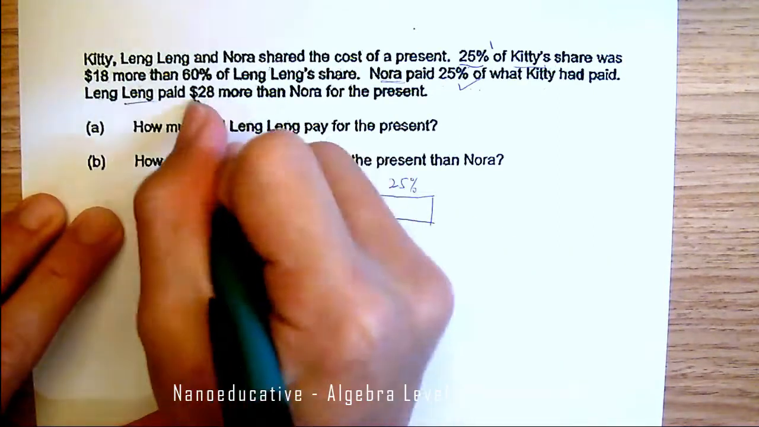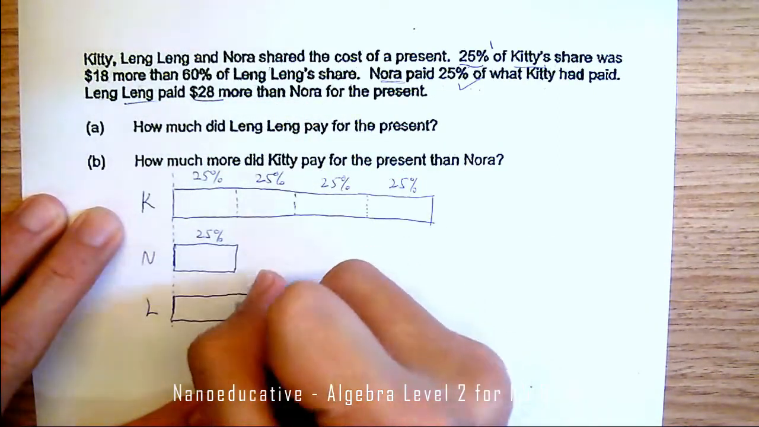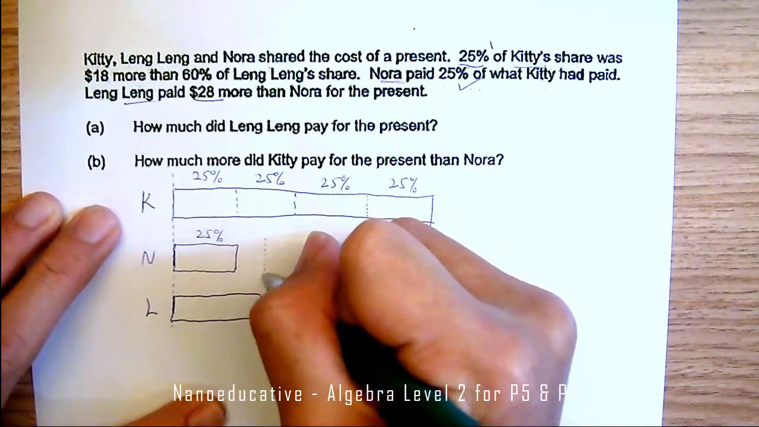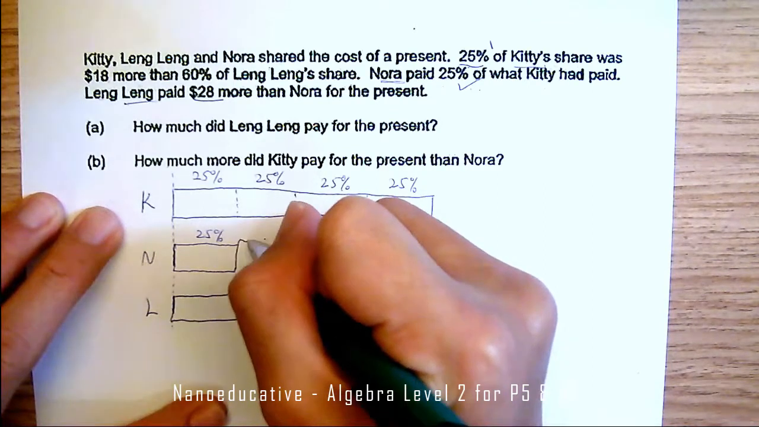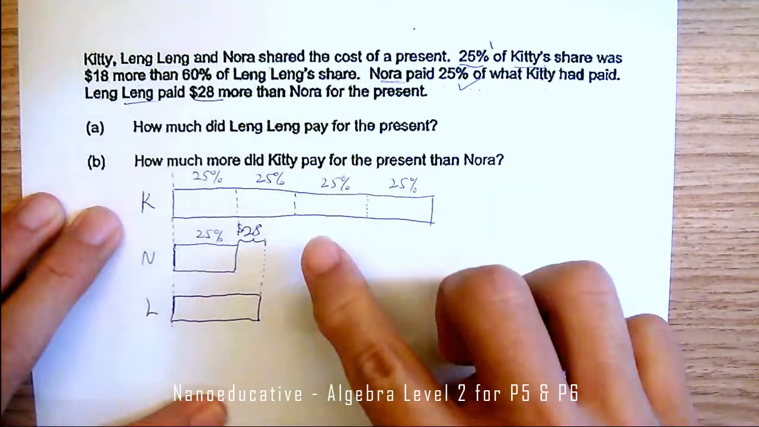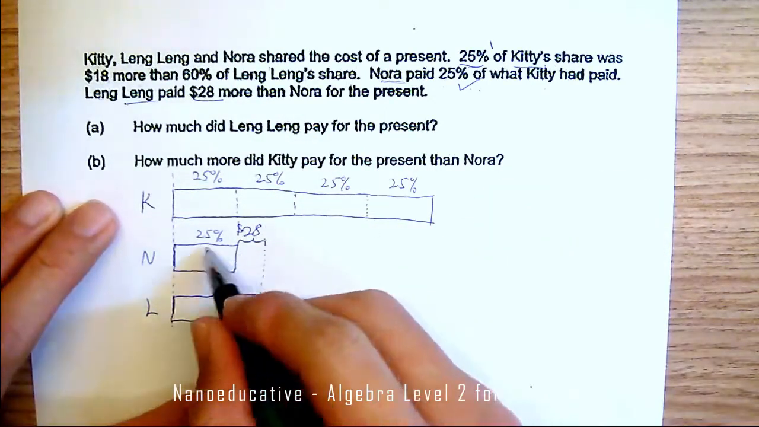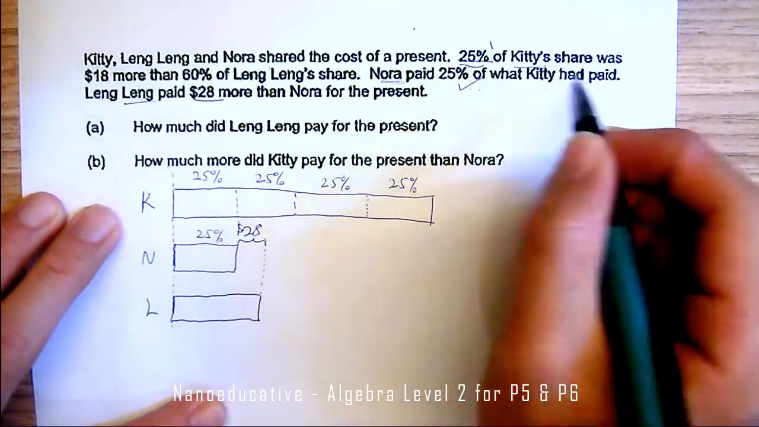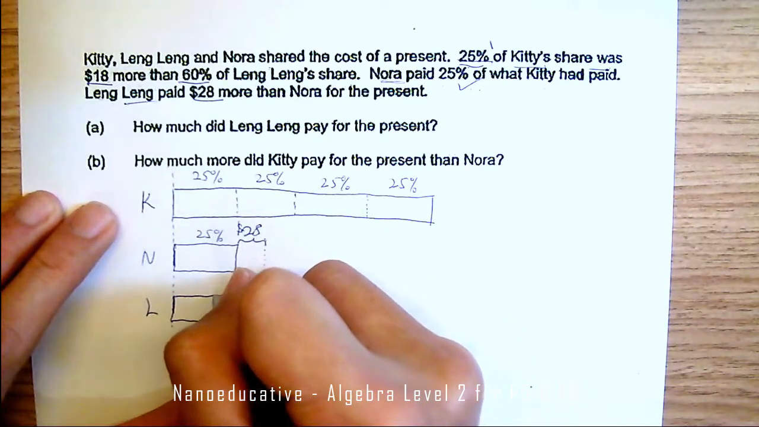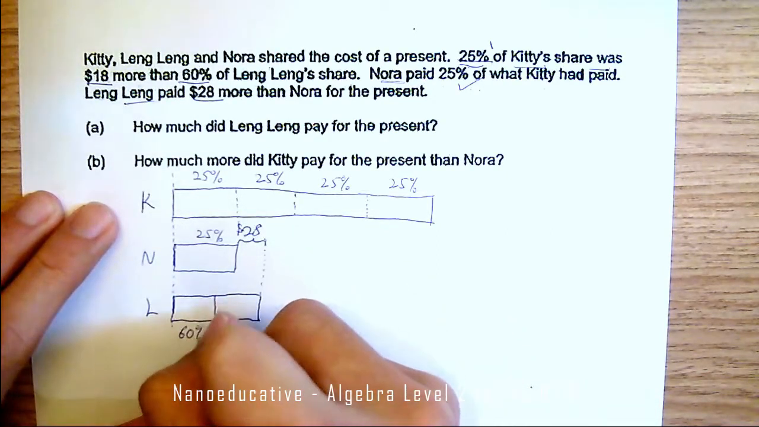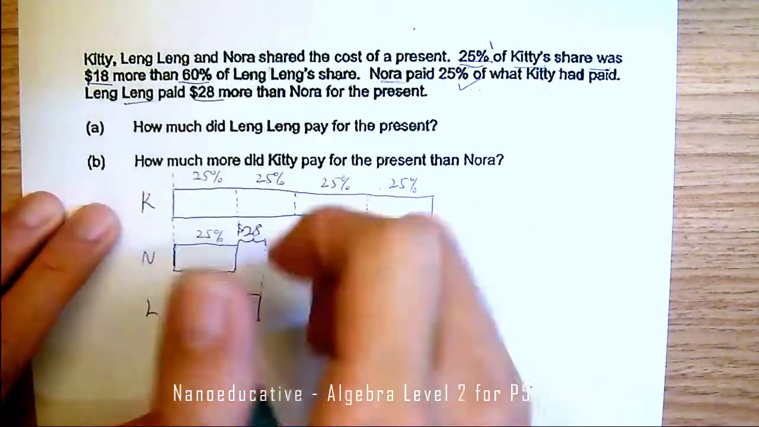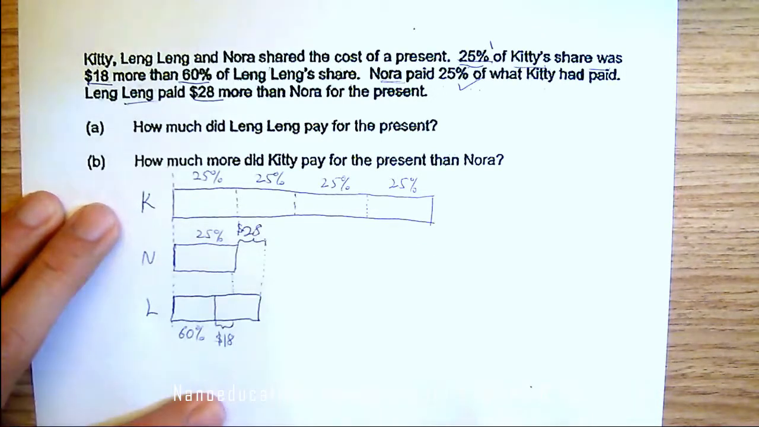Now, they said that Ling Ling paid $28 more than Nora, which means that the difference between this bar and this bar is 28. So I'm just going to draw a comparison over here, and this would be $28. Then they said that this 25% was $18 more than 60%. So which means that 60% is probably around here. And the difference between them is $18.